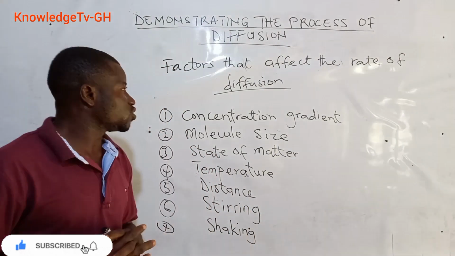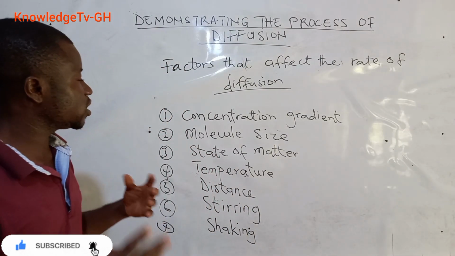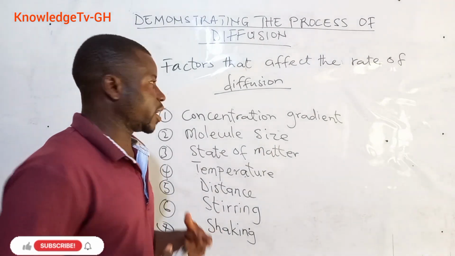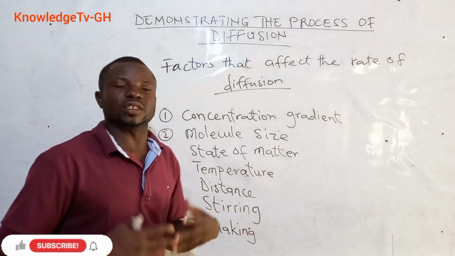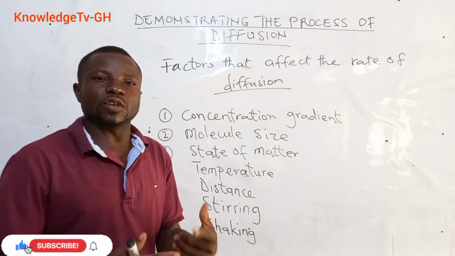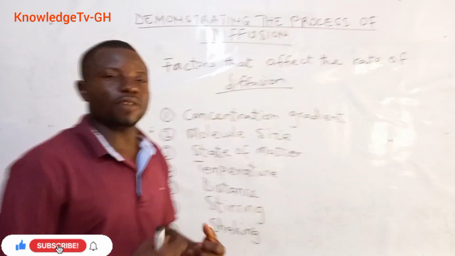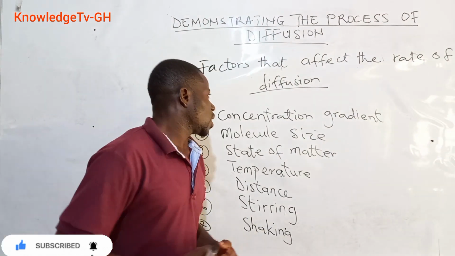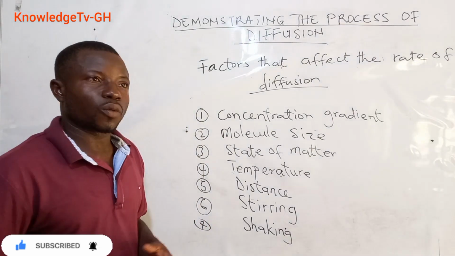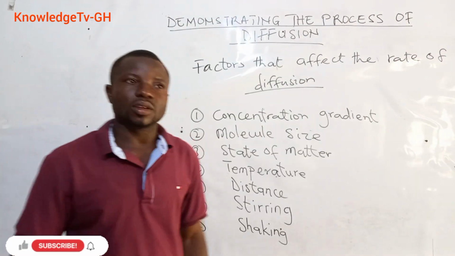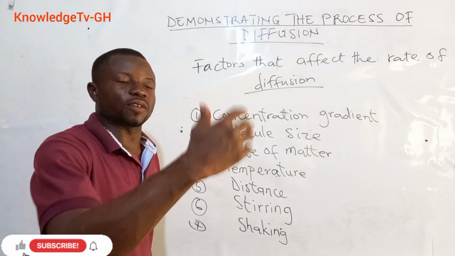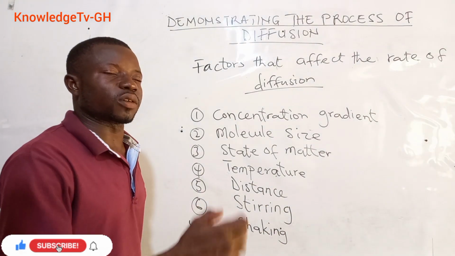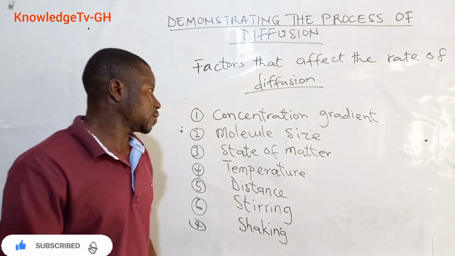Okay, so when we take concentration gradient, how dense or how much of the solid there is: if it is small, the rate of diffusion will not be fast. But if it is large, the rate of diffusion will be faster. And we say the size of the molecule. When the molecule size is very big, it will not occur at a faster rate. But when the molecule size is very small, you see the rate of diffusion occurring faster.